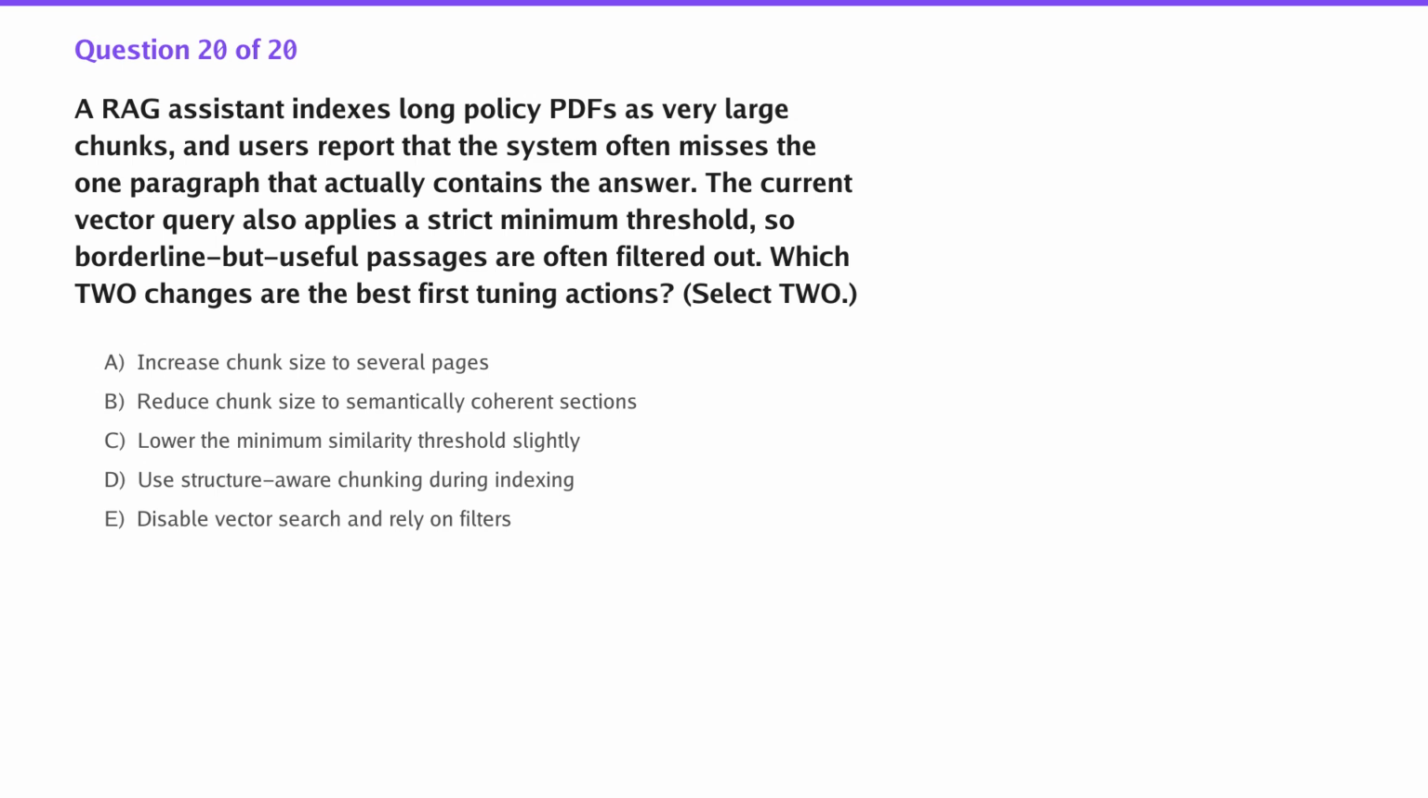Select 2. Option A, increase chunk size to several pages. Option B, reduce chunk size to semantically coherent sections. Option C, lower the minimum similarity threshold slightly. Option D, use structure-aware chunking during indexing. Option E, disable vector search and rely on filters. The correct answers are option C, lower the minimum similarity threshold slightly, and option D, use structure-aware chunking during indexing.